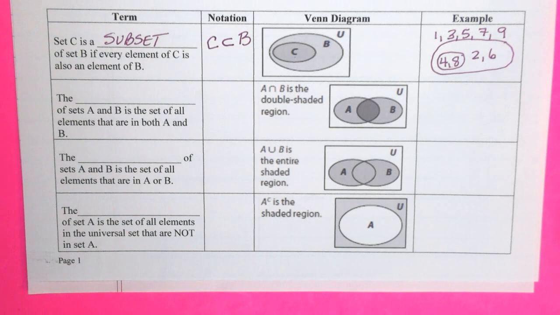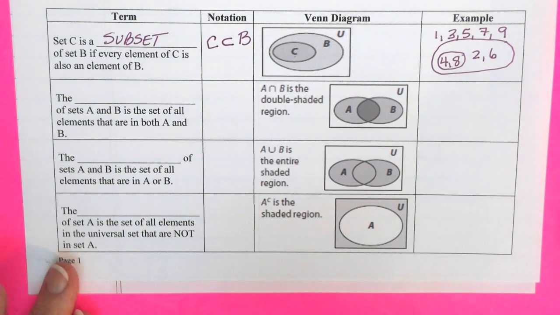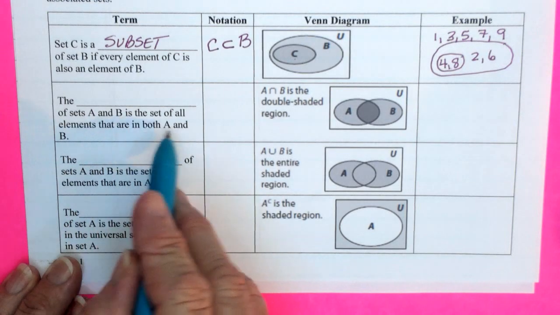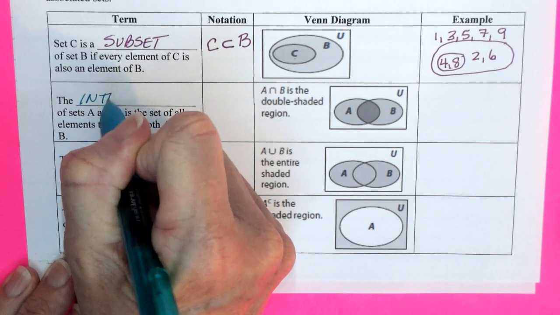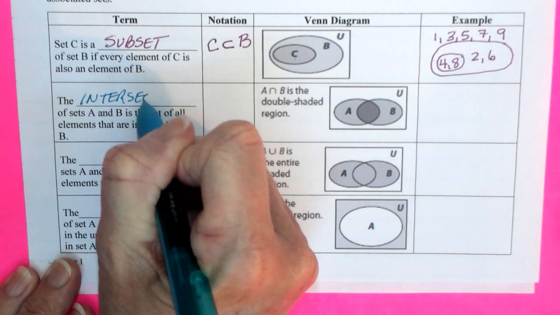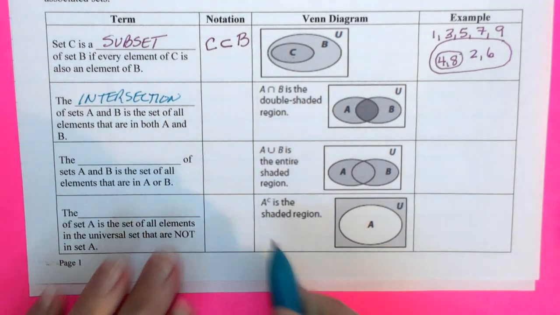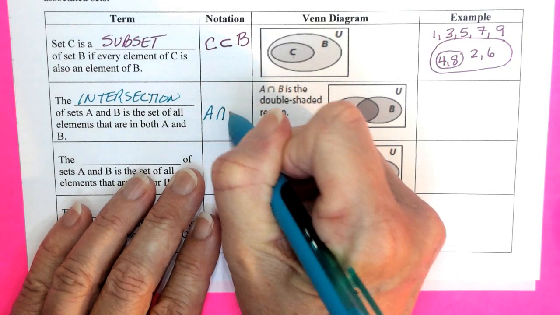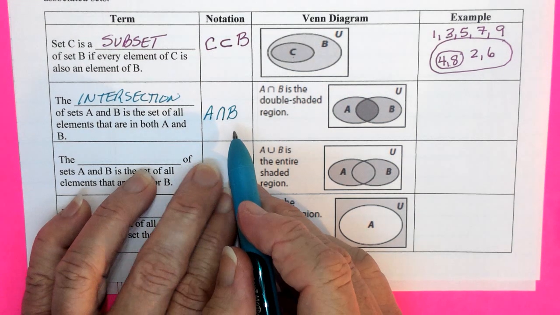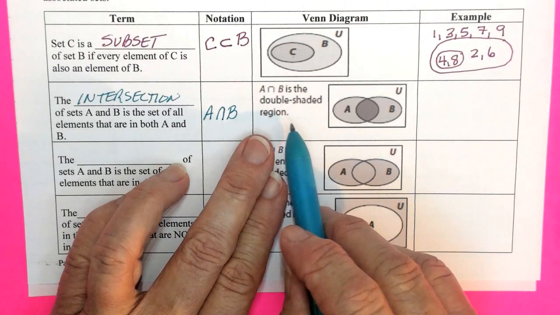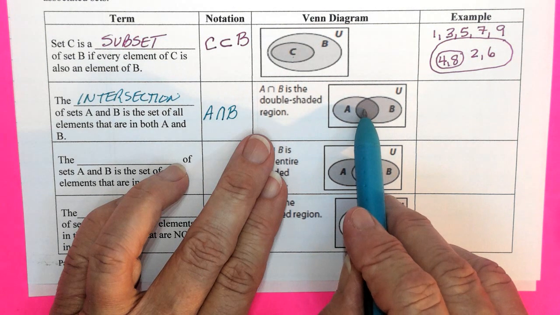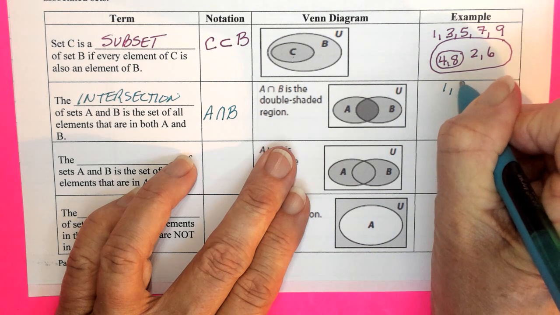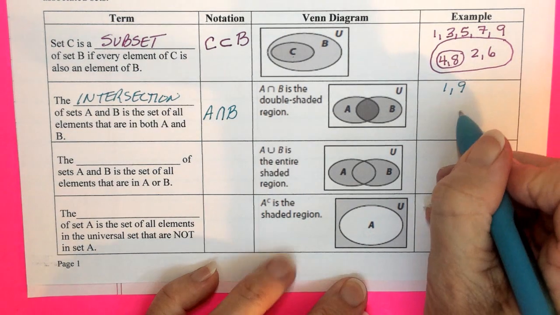Let's go to intersection and see what that term means. The intersection of sets A and B is a set of all elements that are in both A and B. So I'll write intersection. And again, we're referring to the numbers at the top we started with. Intersection would be written an upside down U. That means A intersecting B. It's a double-shaped region. So where they overlap is the intersection. All the other numbers of the universal set are outside of it. So 1 and 9 will be the ones that don't fall within.